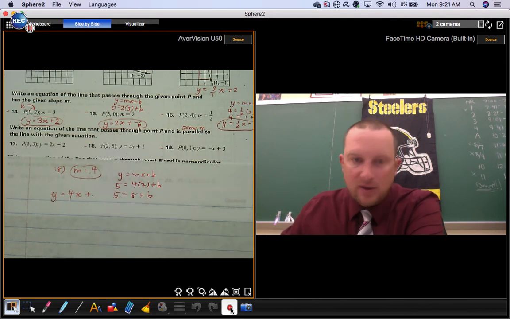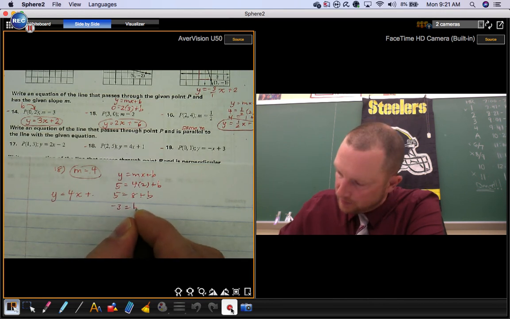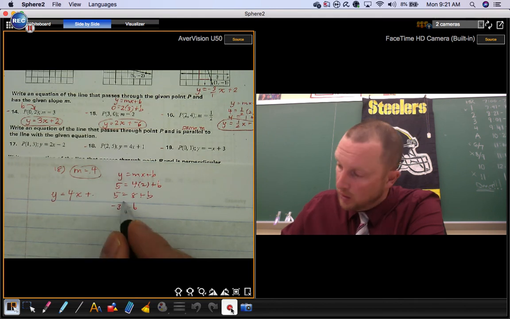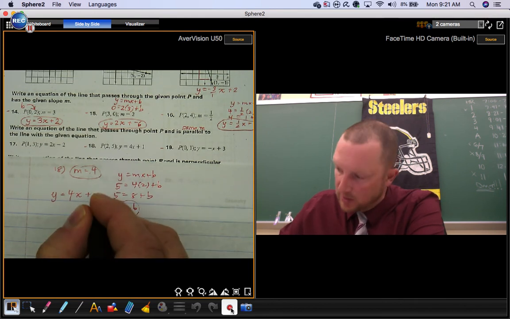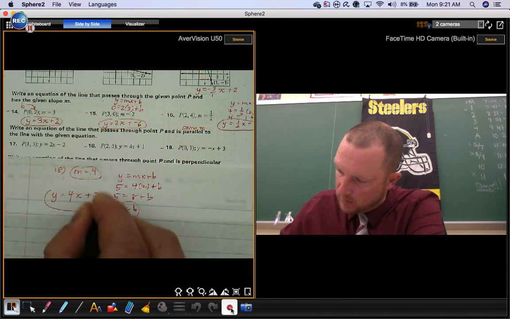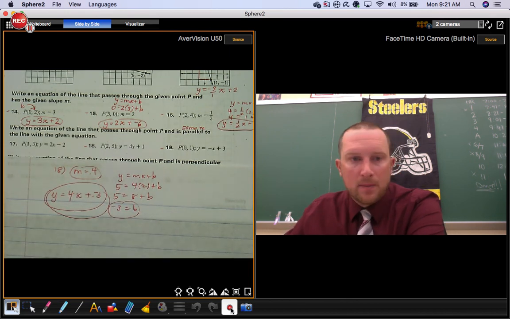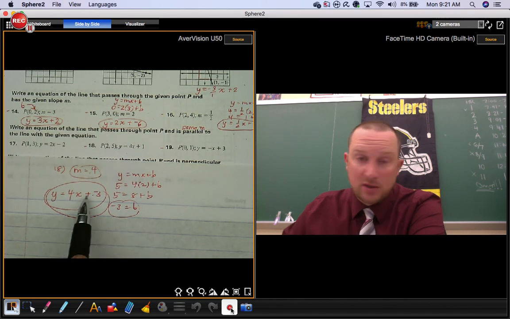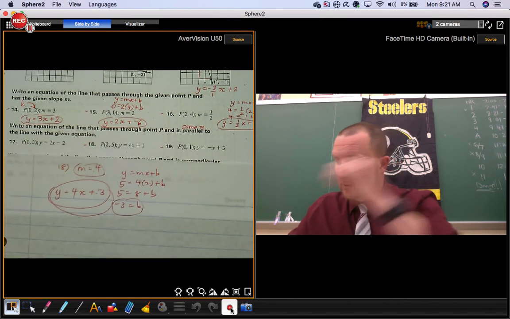I'll just simplify there. Then I'm going to subtract 8 from both sides. My y-intercept is negative 3. I have a slope of 4 and a y-intercept of negative 3. So here's my answer. Y equals 4x plus negative 3. And again, I could have just put minus 3 there if I wanted to.